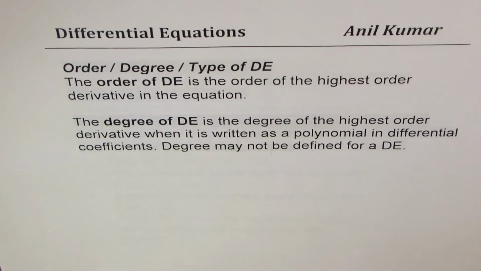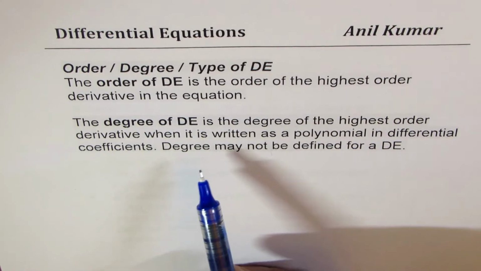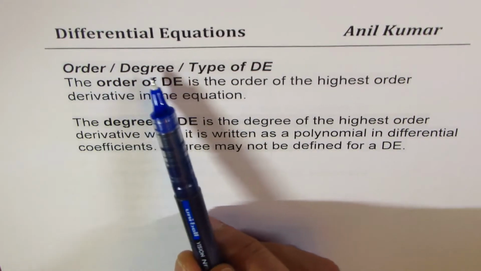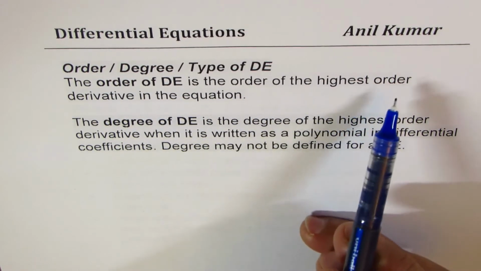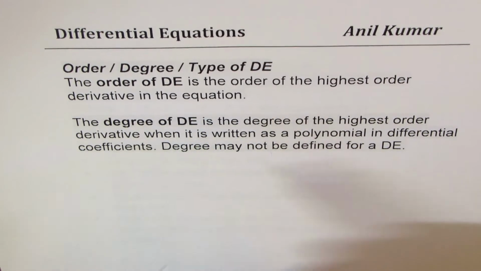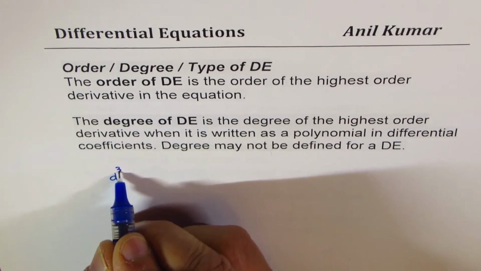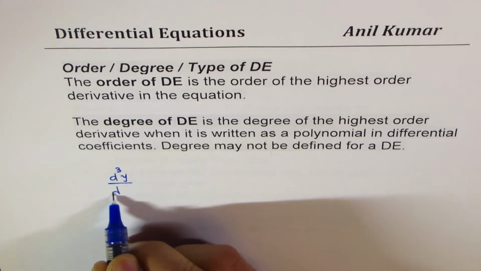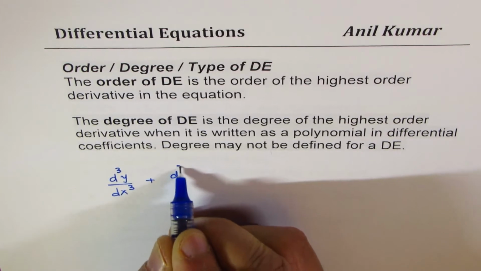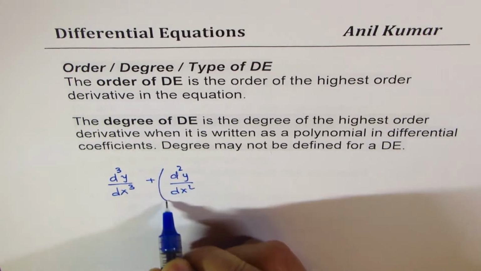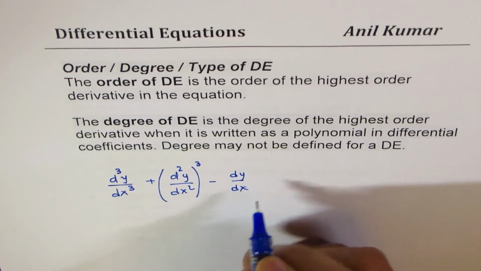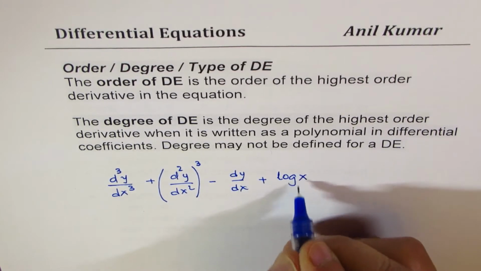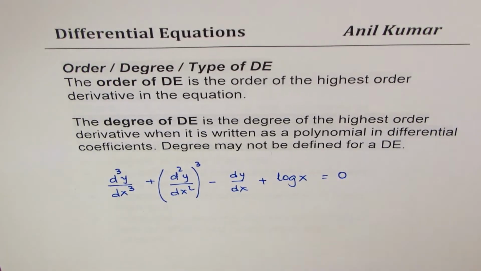So let's move on and talk further about order, degree, and type of differential equations, and then we'll take up more examples. Correct. So, order of a differential equation. The order of a differential equation is the order of the highest order derivative in the equation. For example, if I have d^3y/dx^3 plus (d^2y/dx^2)^3 minus dy/dx plus log x equals 0. Let us say we have some equation like this.